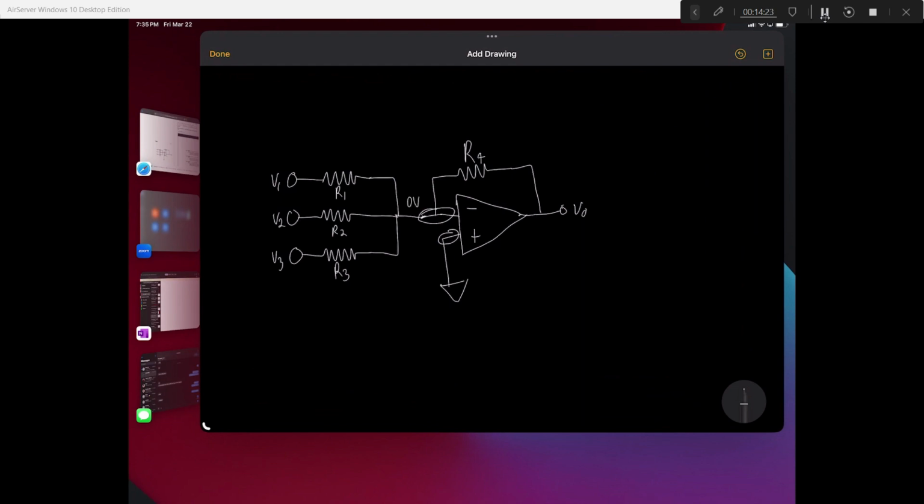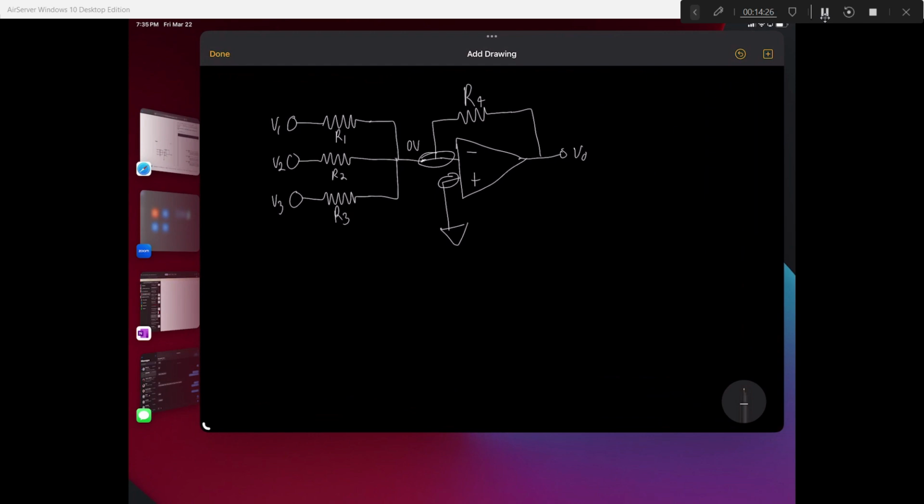So let's do a nodal analysis, like we did in the previous. We're going to do a KCL of 0 minus V1 over R1 plus, we're just going to call it negative V2. It's 0 minus V2, but I don't want to keep writing the 0. Plus negative V3 plus negative V out over R4 equal to 0.